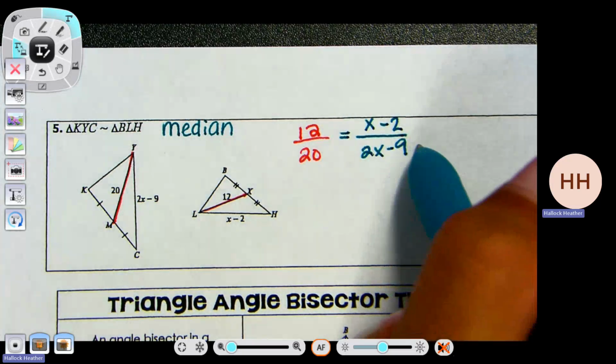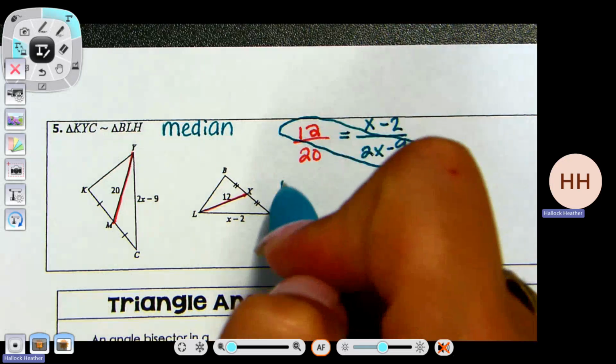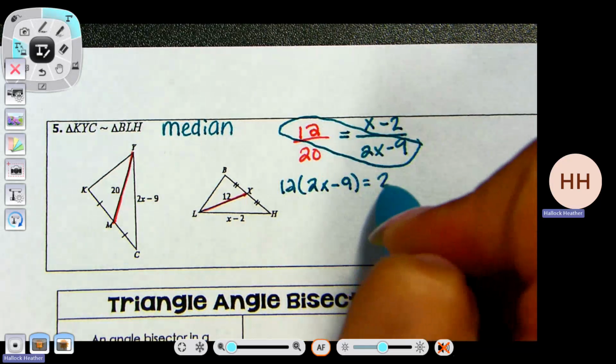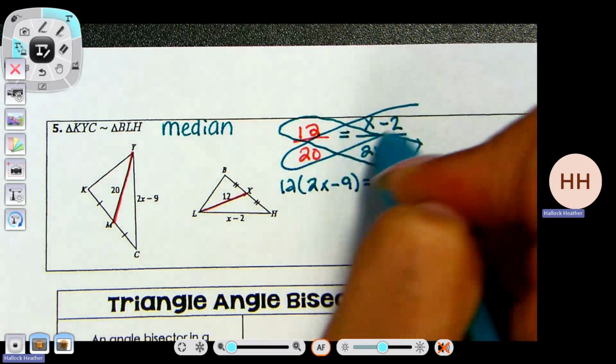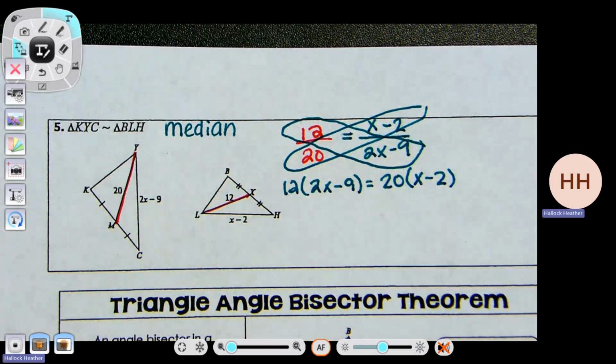So we're doing 12 times 2x minus 9. So you'll have to use the distributive property. And then 20 times x minus 2. Double distributive property. Take a second. Solve for x.